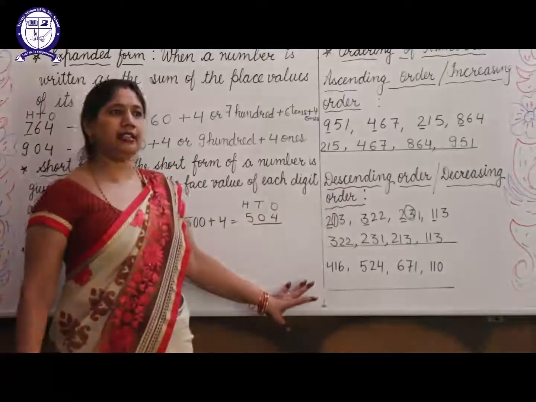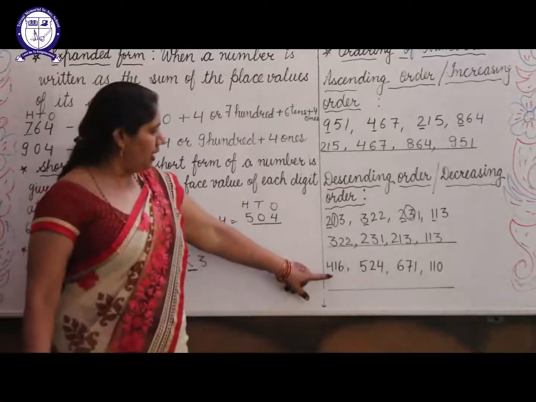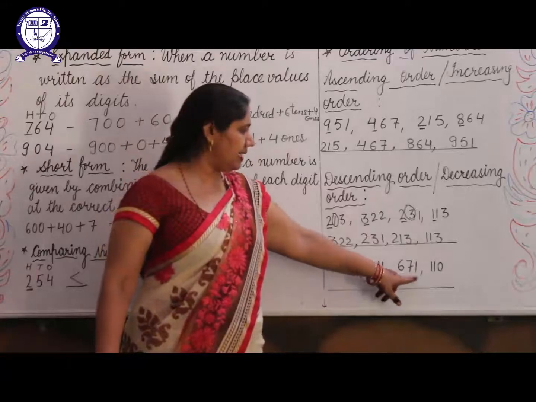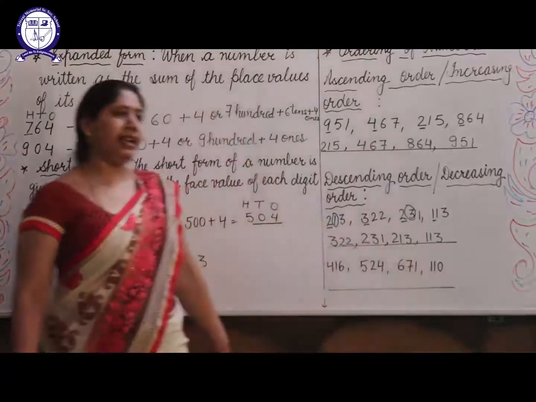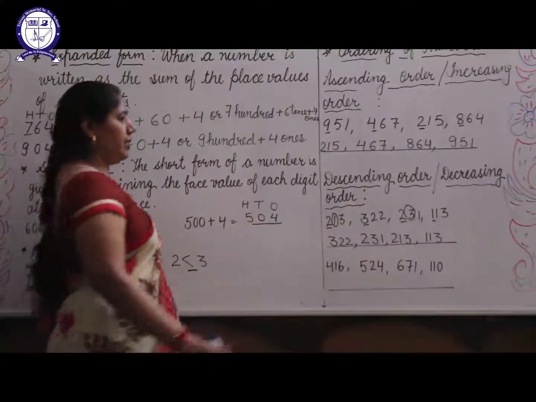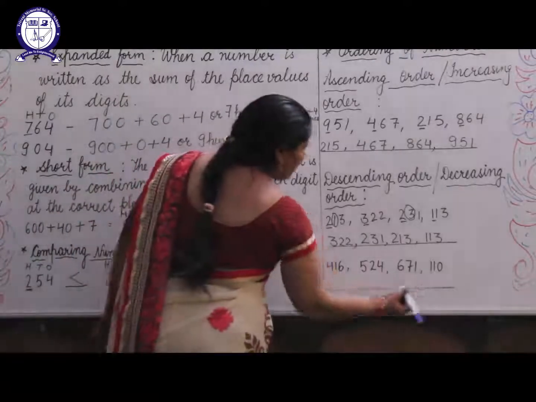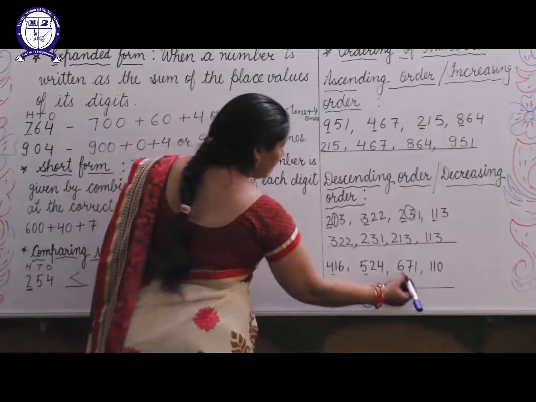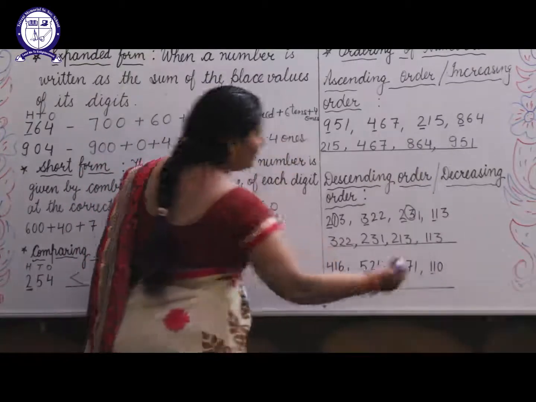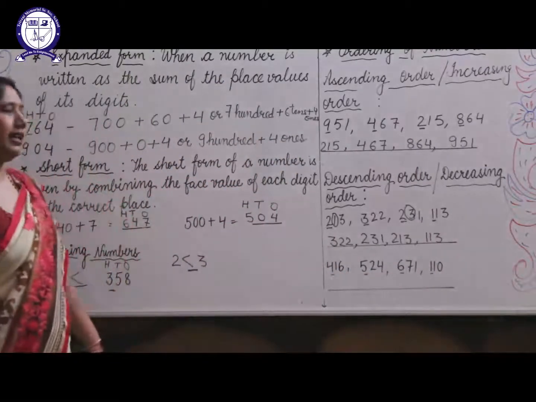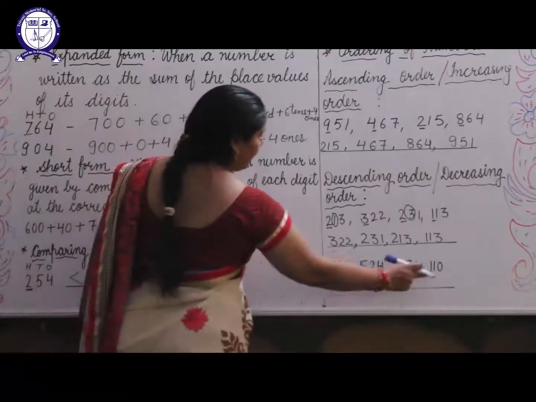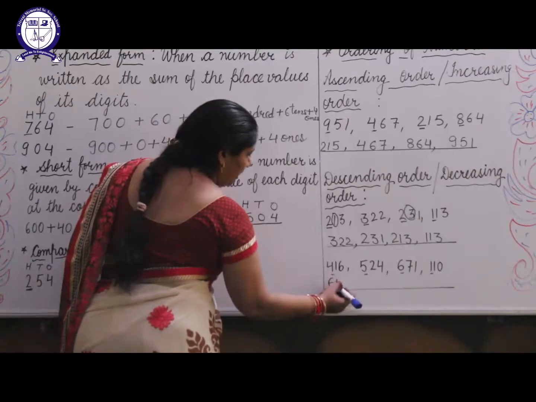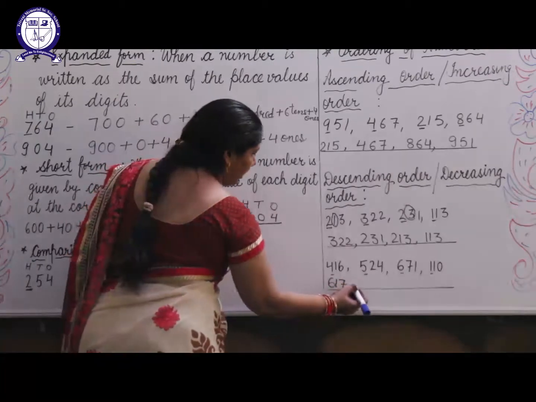So come to the last example. 416, 524, 671, 110. So friends, firstly we have to compare the hundreds digit. Hundreds places here are 4, 5, 6, 1. So firstly we have to write down the greatest number. 6 is the greatest from all these numbers. So the greatest number is 671.